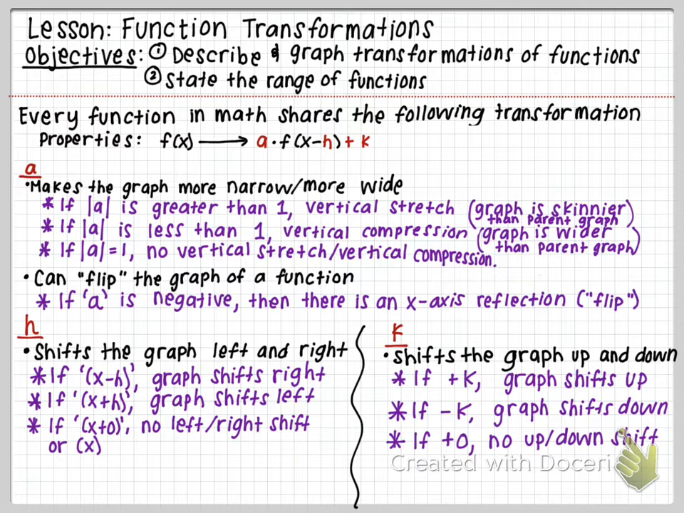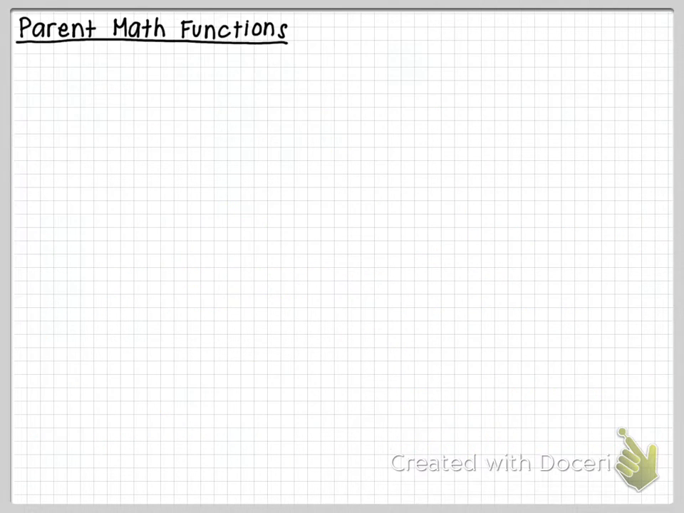Okay, all right, so A, there's two different things. Vertical stretch, vertical compression, if it's either greater than 1 or less than 1. Okay? If A is negative, it flips the graph upside down every single time. It just flips it over the x-axis. Okay, so it's going to flip it in the opposite direction. H shifts the graph left and right. K shifts the graph up and down. That's it. Those are the main things you need to focus on. Let's put this into practice.